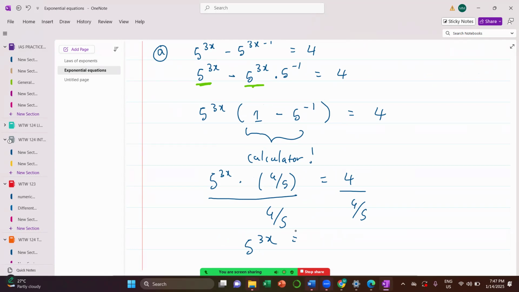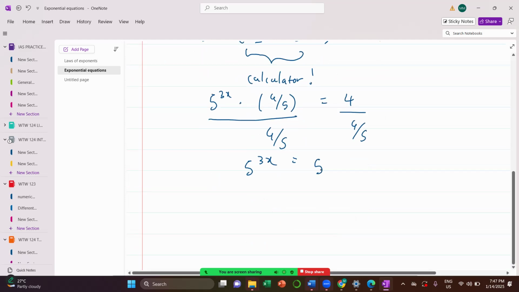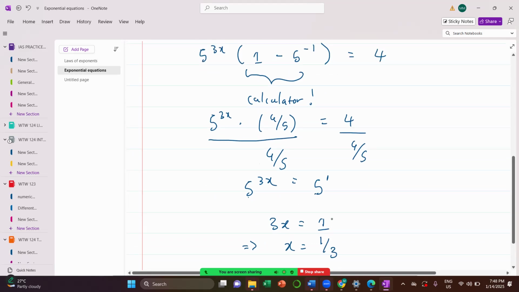It's just going to give me 5, right? And this 5 is actually to the exponent of 1. So I have the same base, so I can equate the exponents. So I'm going to have 3x now being equal to 1. This just implies that x is just equal to 1 over 3. I think you guys are okay.